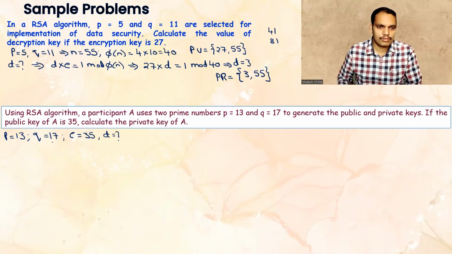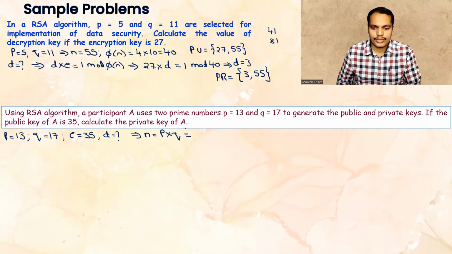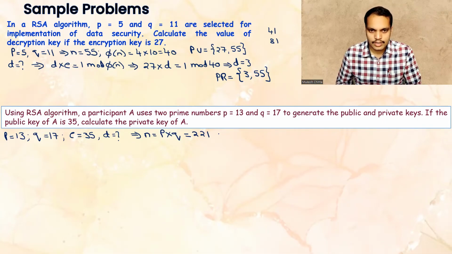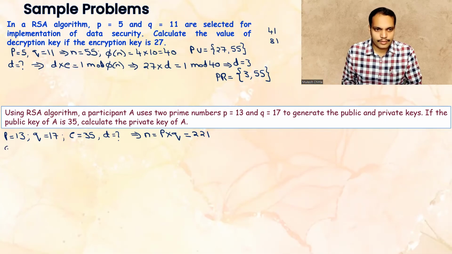Isn't it? So, because I have P and Q values, let me first calculate N value. N is equal to P into Q, which is nothing but 13 into 17 gives me 221. Okay. Next, let us calculate psi of N. What is psi of N? Psi of N is nothing but 13 minus 1, 12, into 17 minus 1, 16, which gives me 192.